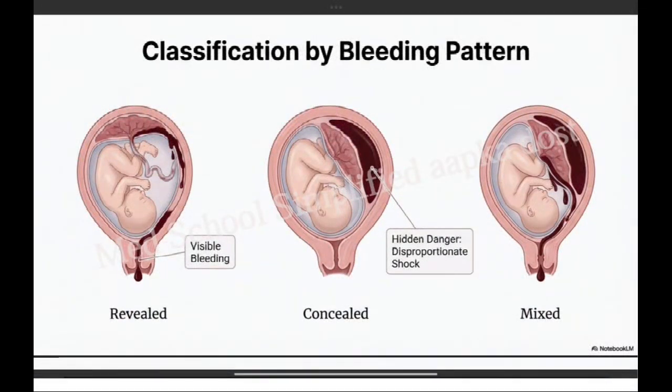Then we have classification by bleeding pattern. It is revealed bleeding, concealed bleeding, or mixed bleeding. In the revealed bleeding, we can see the visible bleeding through the cervix or vagina.